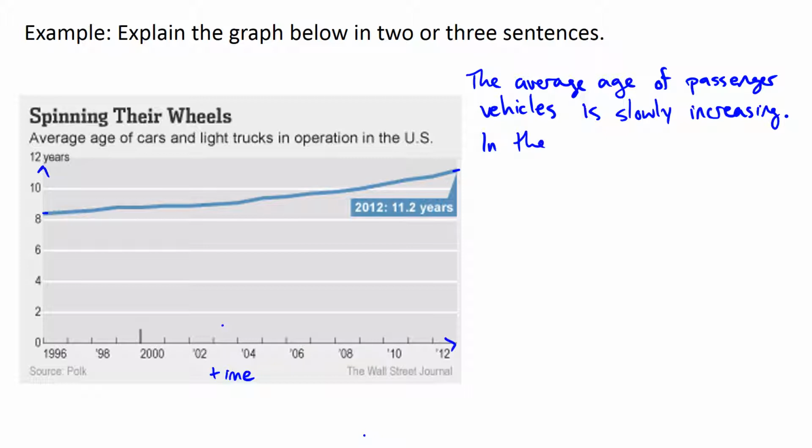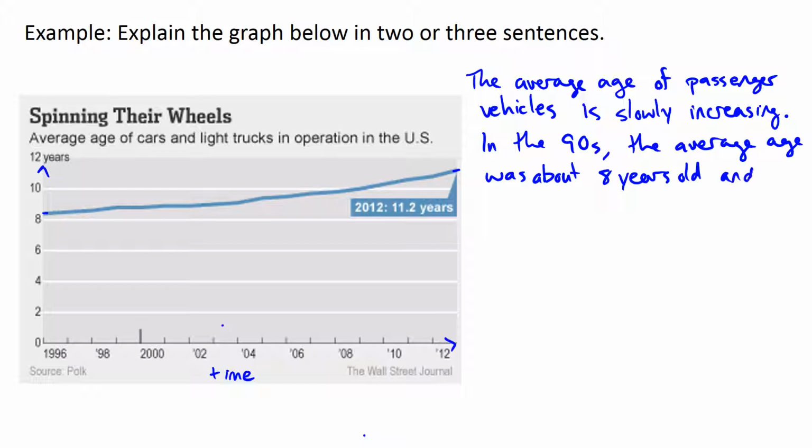So I'll say that now. In the 90s, the average age was about 8 years old, and by the 2010s, it was about 11 years old.